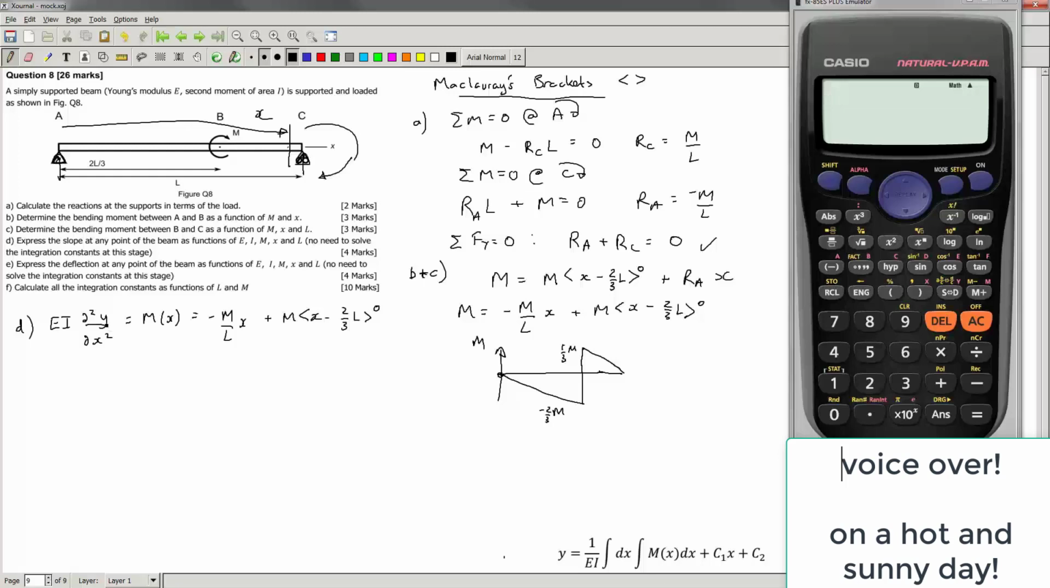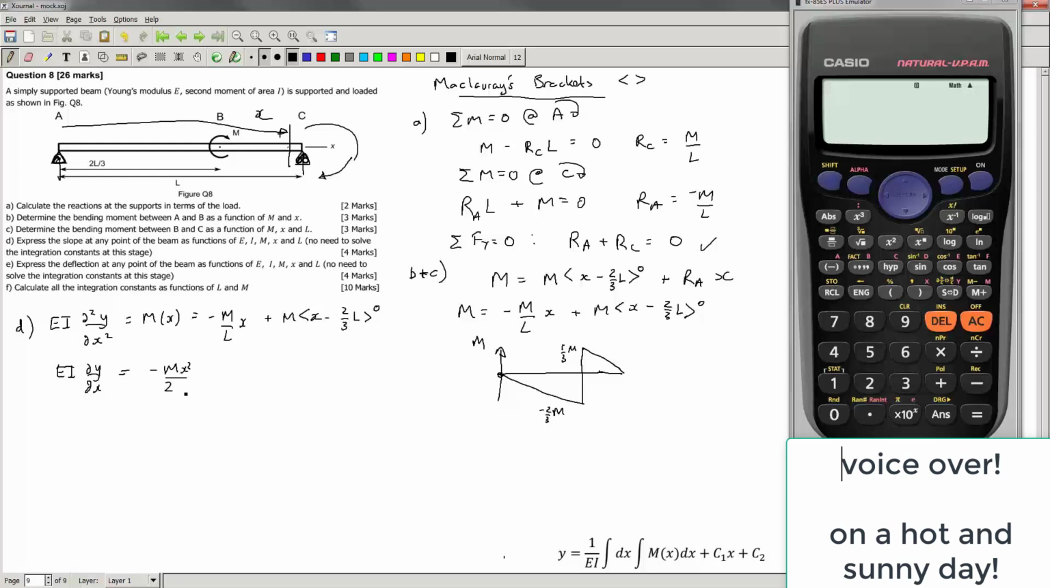Now part D wants to tell us what the equation of slope is, so we're going to need to integrate this so that we get the equation of slope. The first order derivative is the equation of slope. It's a gradient. Gradient means slope. So let's integrate our terms here.